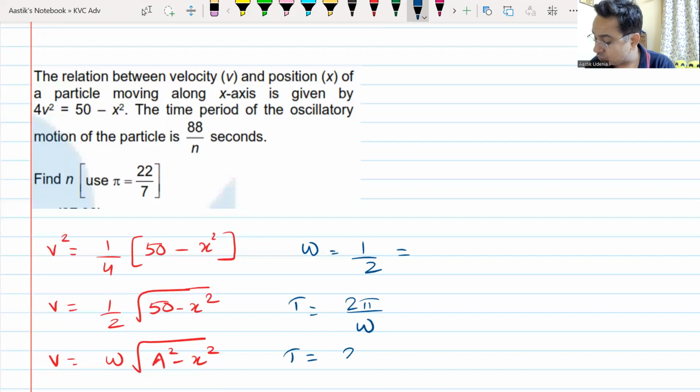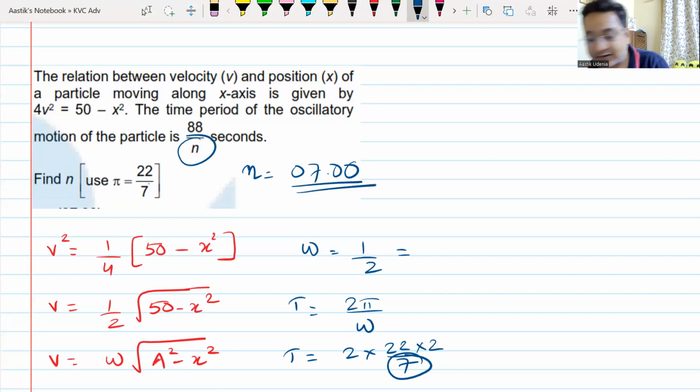So time period is 2 into 22 by 7 into 1 by 4. So it becomes 4 comes in the numerator. Time period is 2 pi by omega, 2 into 22 by 7 divided by 1 by 2. So it goes in the numerator. It becomes multiplied by 2. So this is 88 by 7. N is equal to 7, or the value of n is 07.00. And that is the answer that we are looking at.